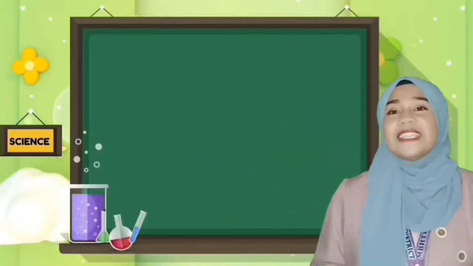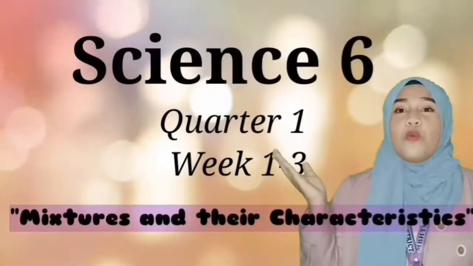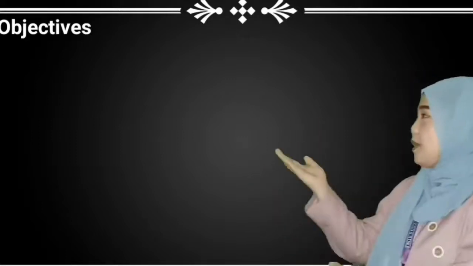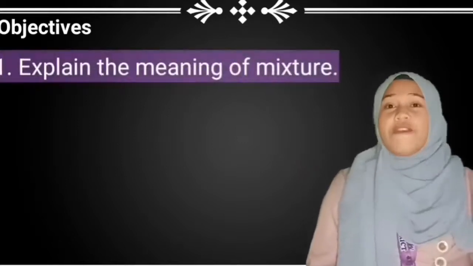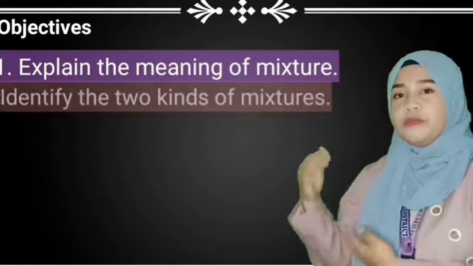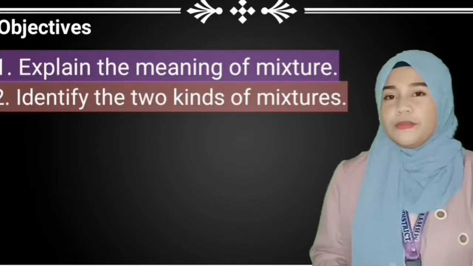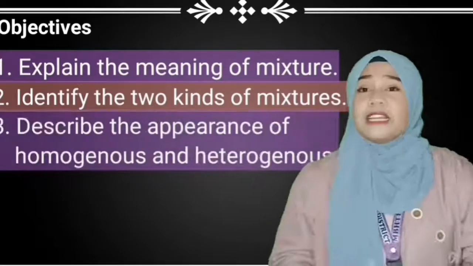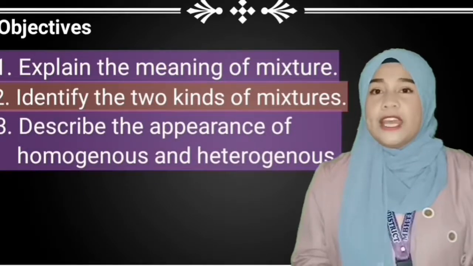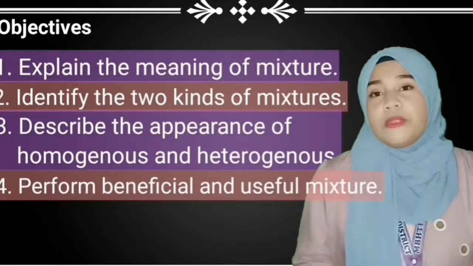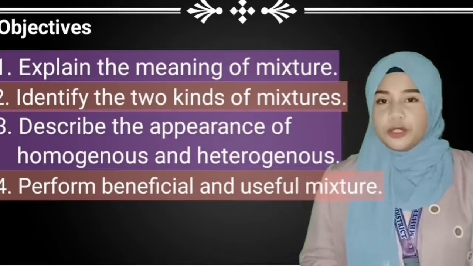Today, we're going to be discussing Science 6, Quarter 1, Week 1 to 3, mixtures and their characteristics. So here are the objectives of our lesson, and I want you to read after me. Number 1, explain the meaning of mixture. Number 2, identify the two kinds of mixture. Number 3, describe the appearance of homogeneous and heterogeneous. Number 4, perform beneficial and useful mixtures.